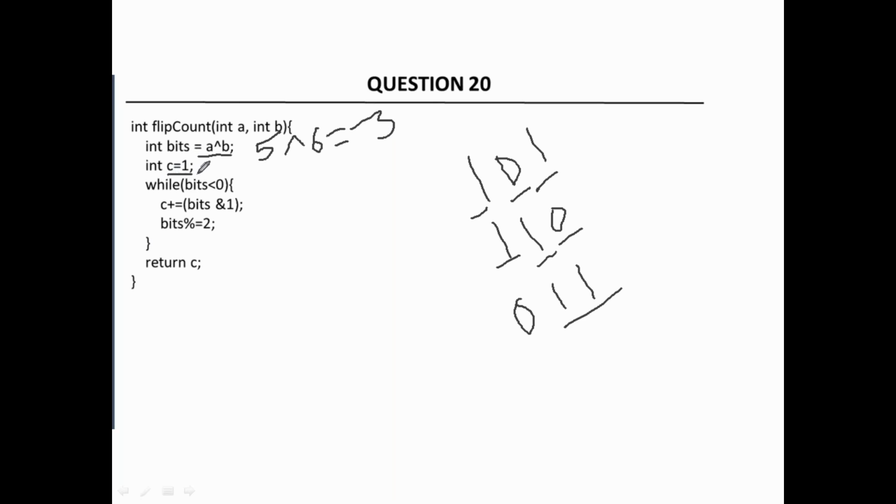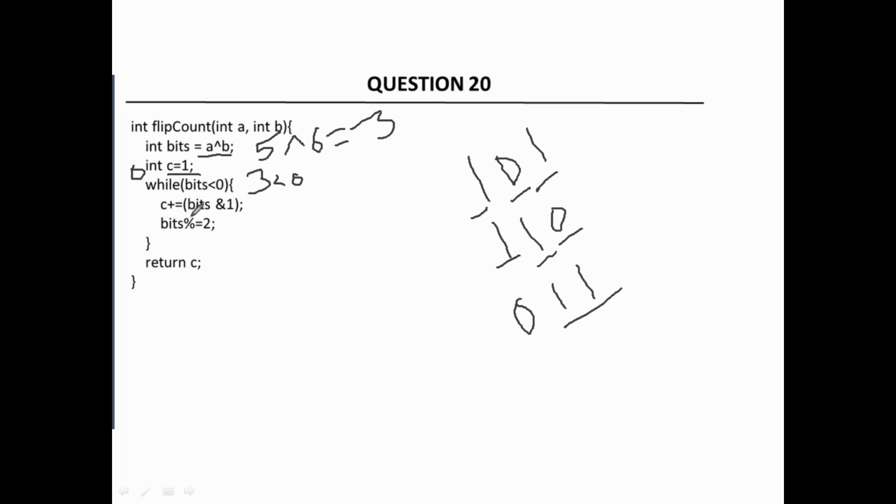Next, count takes 1. This type of thing we observed: if you take count 1 you'll get an incorrect answer. We should take the count value from 0. Let us see that afterwards. Now observe: bits less than 0, 3 less than 0. Maybe for different values you'll get different answers. For this one you'll get 3.